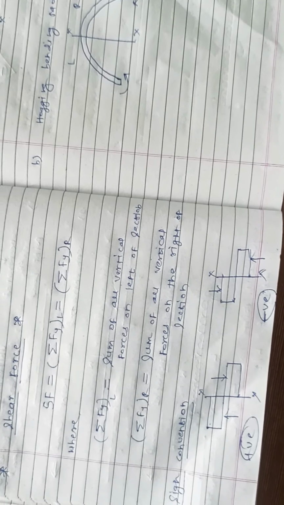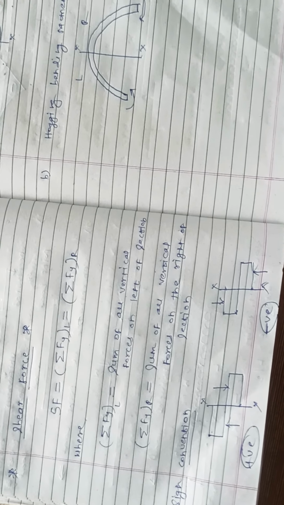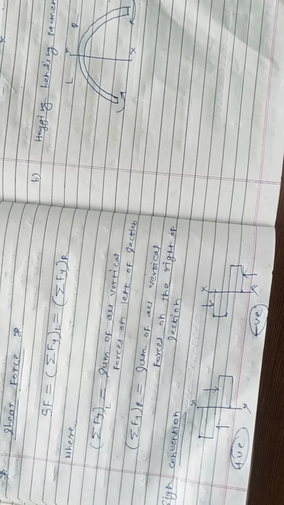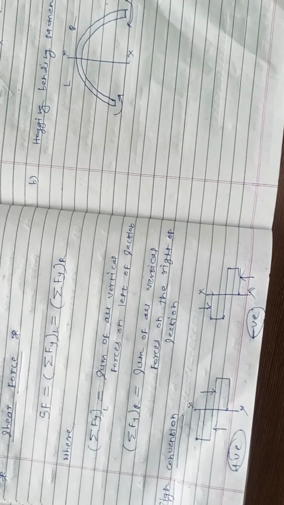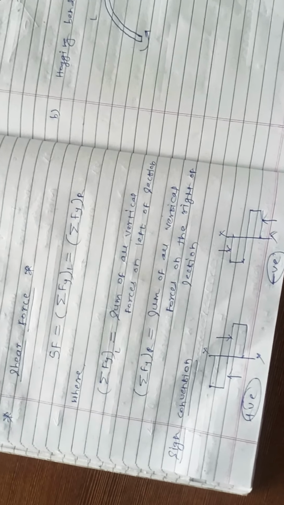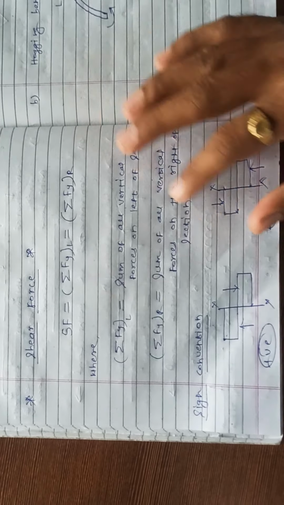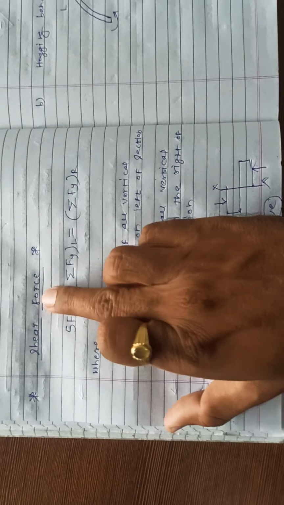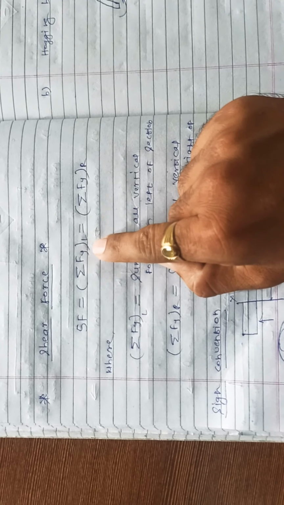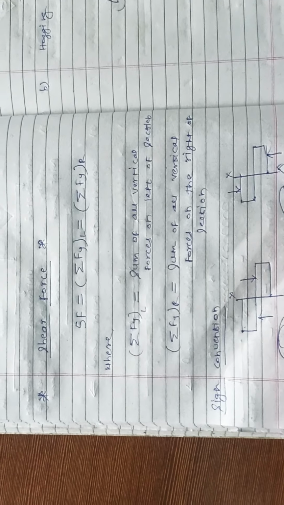So shear force. What is meant by shear force? The shear force at the cross section of a beam is defined as the algebraic sum of all unbalanced forces either to the left or to the right. It is the algebraic sum of the forces acting to the left or to the right of the section. For example, shear force is equal to the summation of vertical forces to the left or the summation of vertical forces to the right.